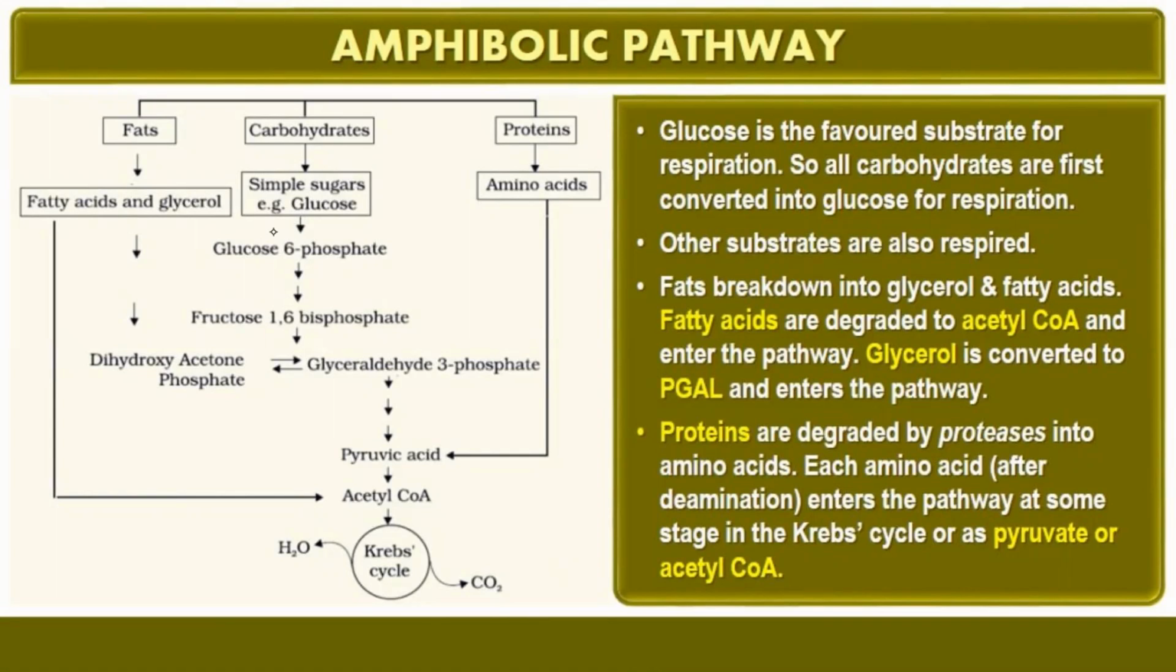On the other hand, proteins are degraded by protease enzymes into amino acids, and each amino acid after deamination will enter into the pathway at some stage in the Krebs cycle, or as pyruvate or acetyl-CoA. So here we can see that all the substrates like fatty acids, proteins and carbohydrates enter into the pathways.